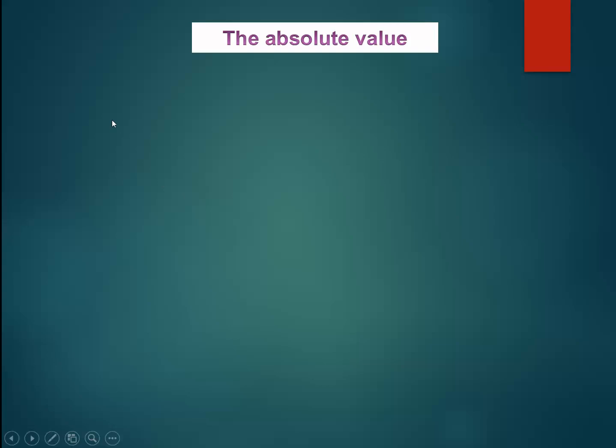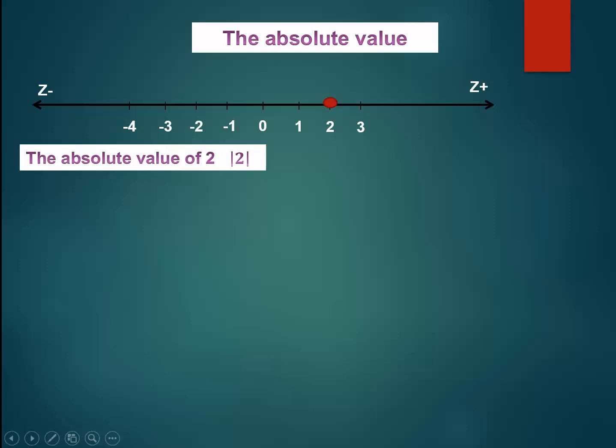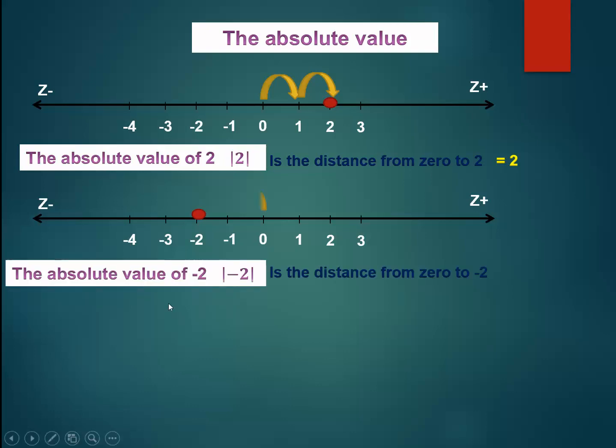The absolute value. What's the meaning of the absolute value? The absolute value of 2, we read it as modulus 2, or the absolute value of 2. It means the distance from 0 to this number. So from 0 to 2, count: 1, 2. So the absolute value of 2 equals 2. And the absolute value of negative 2 also means the distance from 0 to the number. So let's count: 1, 2. It means 2 also. So any number inside the modulus will be positive outside.